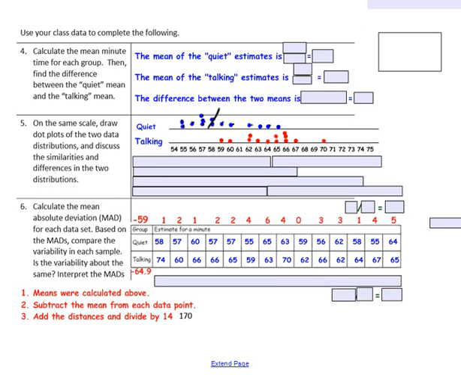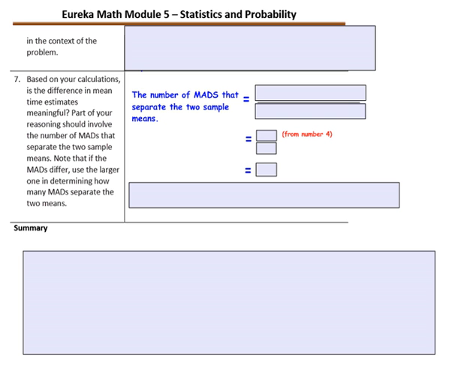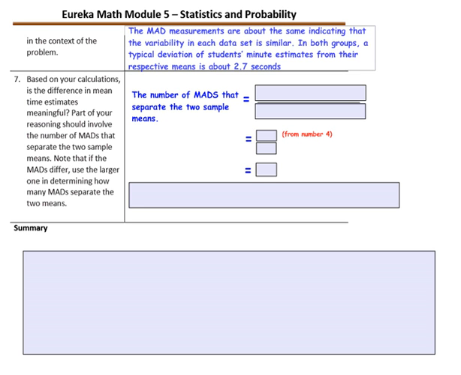Continuing with that question, it said, is the variability about the same? Interpret the MADs in the context of the problem. The MAD measurements are about the same, 2.7 and 2.8, indicating that the variability in each data set is similar. In both groups, a typical deviation of students' time estimates from their respective means is about 2.7 seconds.